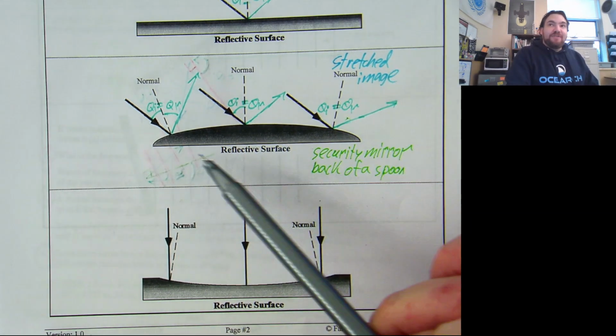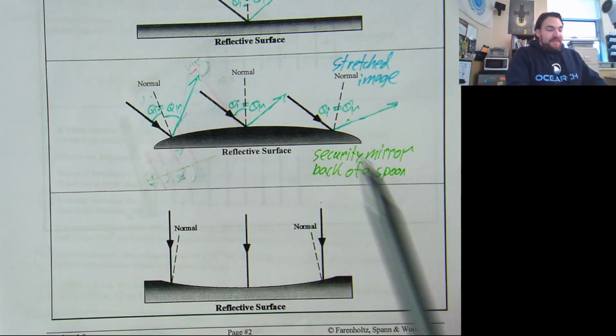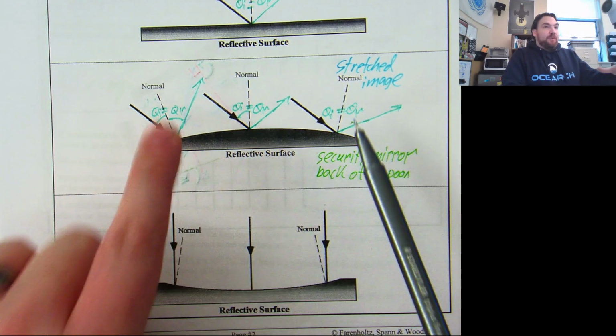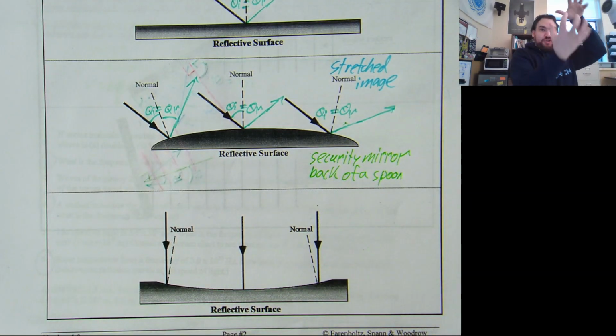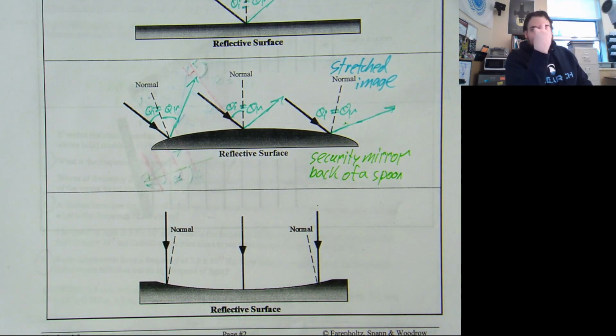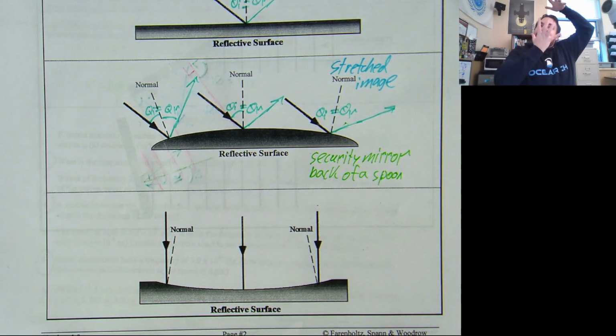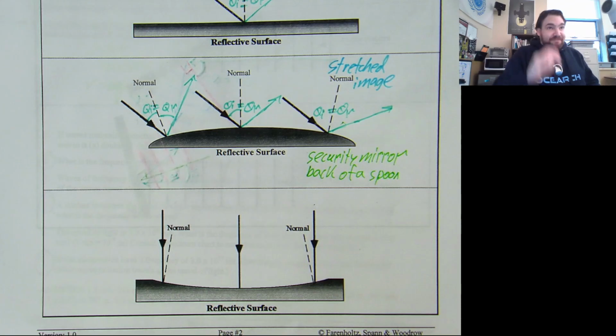So on the curved back of the spoon, the fact that the angle is getting larger depending on where the light hits gives you this kind of stretched image effect. Your nose kind of looks big and right at the center, but the rest of you kind of peels back. Here today you do it too. And then keep the spoon because you're going to do the other side.